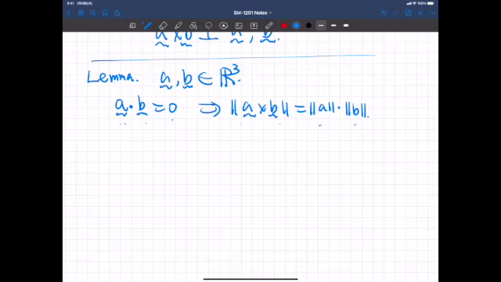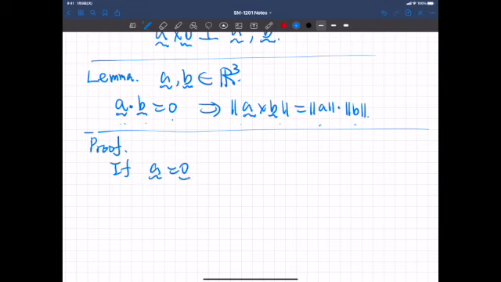Okay, so let's prove this. Proof: if A is the 0 vector or B is the 0 vector, then the result is trivial.